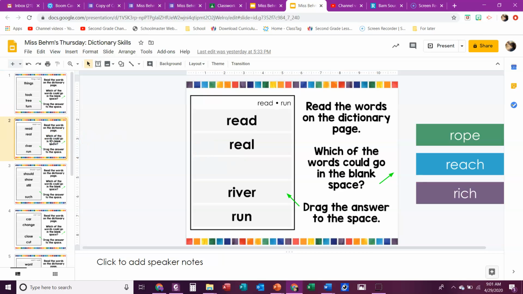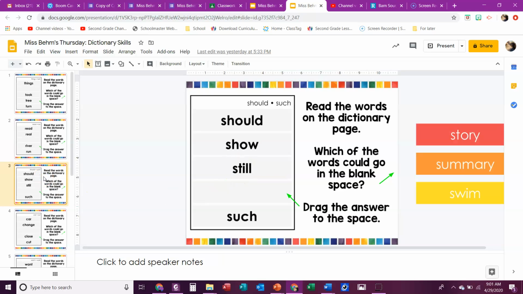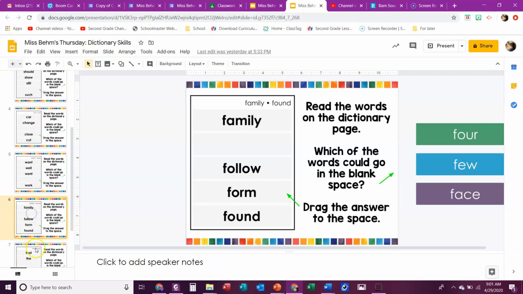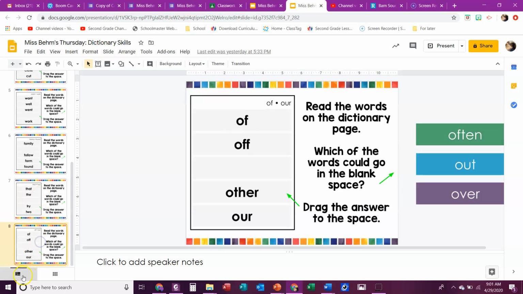This is going to be the same thing where you're going to have to figure out what's going to go in this blank. Same thing. What goes in this blank? Same for the rest. So that is your dictionary skill for today.